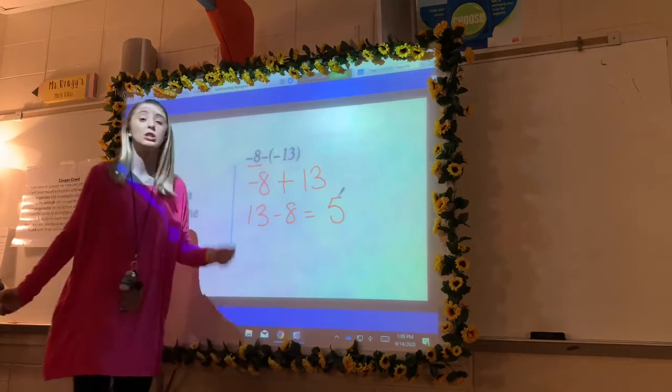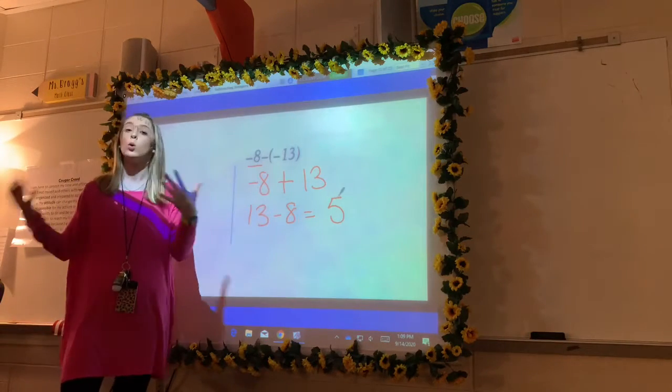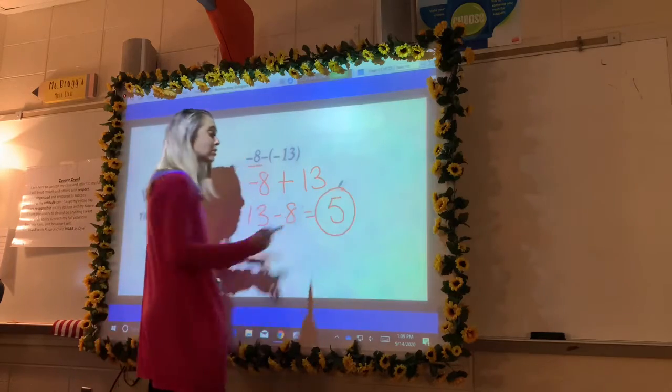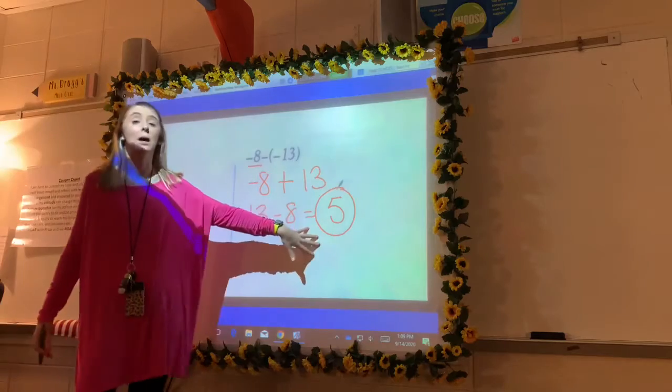And we need to determine, should it be positive or negative? So look at our 13 and our -8. Which one has the greater absolute value? And that's the sign we keep. In this case, that 13 has a bigger distance from 0, so our answer is positive.